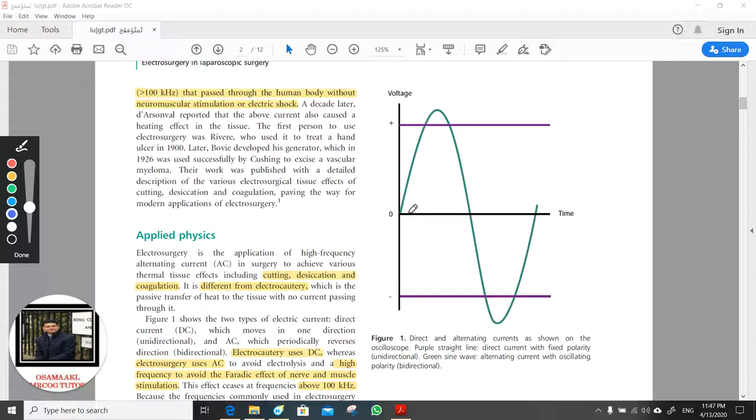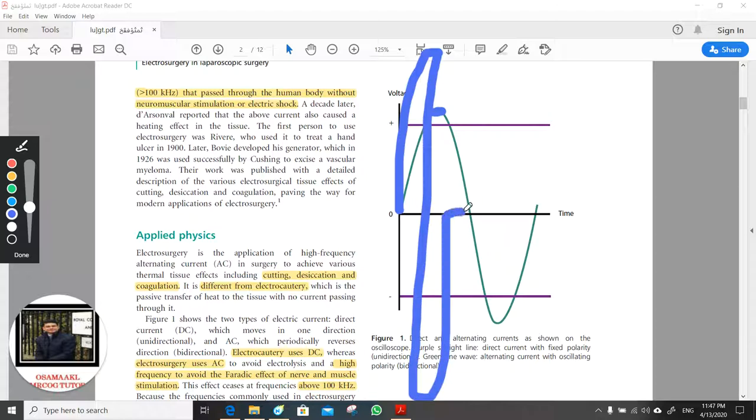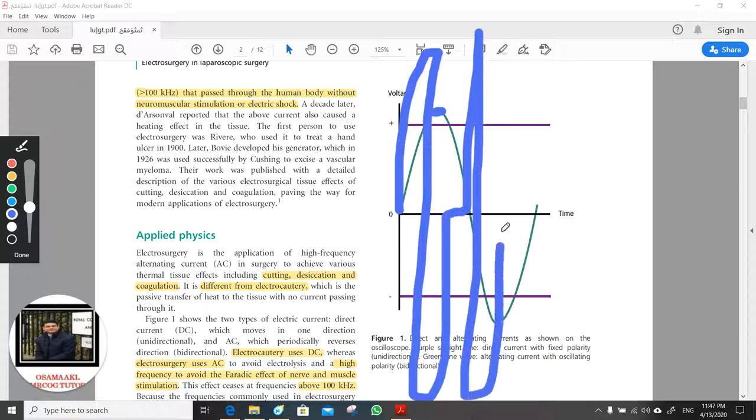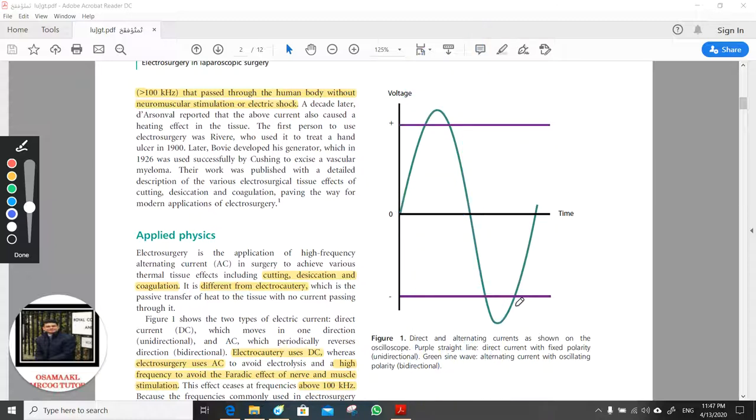Also, what about the voltage? Look at the voltage here. I can make it high voltage and more frequent, like this, high voltage and more frequent. I can change the voltage alone, and I can change the frequency alone. From here comes the difference between coagulation and cutting.